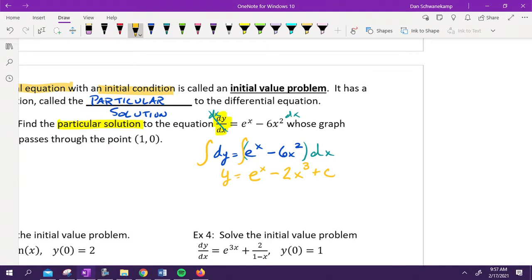Everybody with me to this point? That is the general solution because it's plus c. I want to find the particular solution, the one that only goes through one value. To do that, all we need to do is plug in this point that they gave me, 1, 0. That's my x and that's my y. So my y is 0, my x is 1.